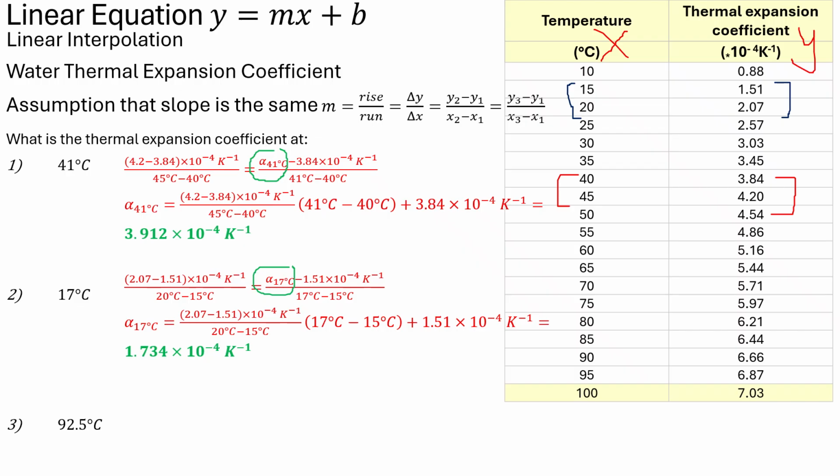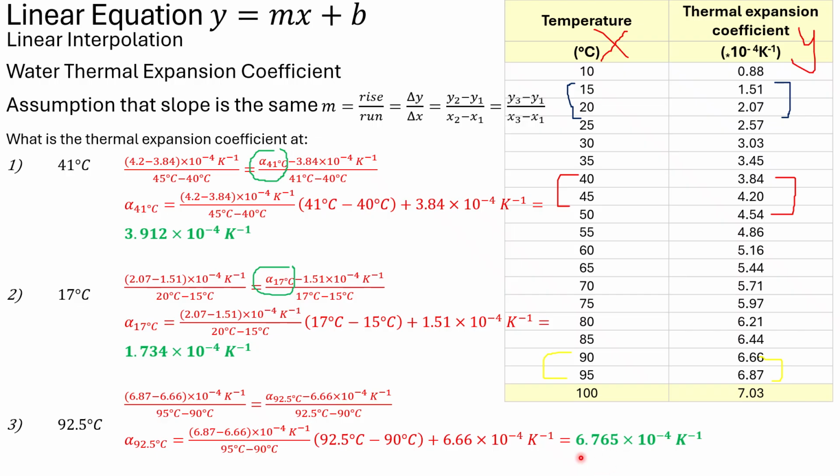And finally, 92.5 degrees Celsius. This falls exactly in the middle of 90 and 95 degrees. And so when we solve this, we'll use 6.66 and 6.87. And if you recognize that you fall right between, you don't need to go through all this math. You'll see that it will fall exactly in between. So you can take basically the average of these two parameters, but the same process can be solved to identify what the thermal expansion alpha is at 92.5 degrees Celsius.